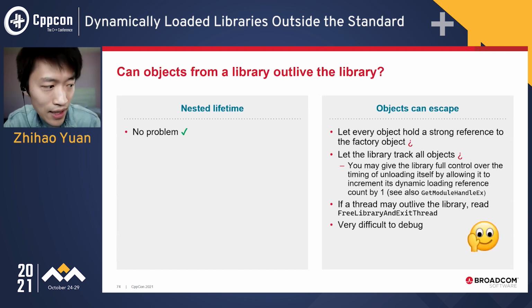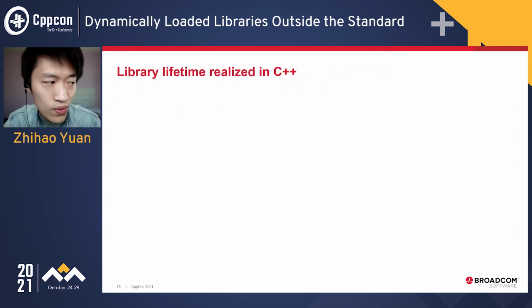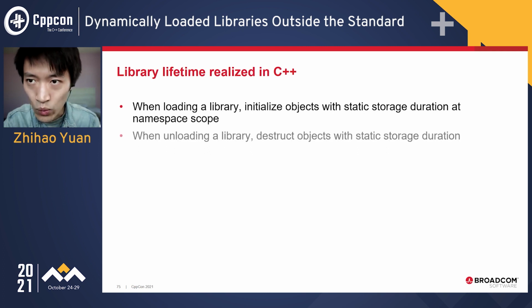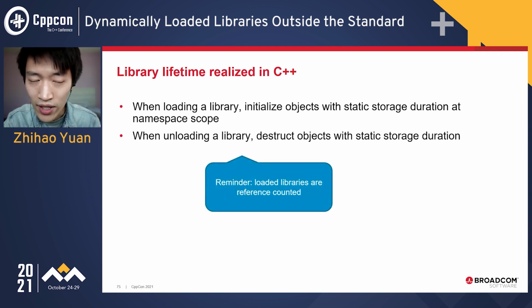This fact is not the only language rule that library unloading can break. The last issue musl talked about is thread local storage. Let's get into that to see what the problem is here. When unloading a library, the vendors do something to give some semantics to the library. When loading a library, we initialize the objects with static storage duration and namespace scope. And when unloading a library, it destructs the objects with static storage duration.